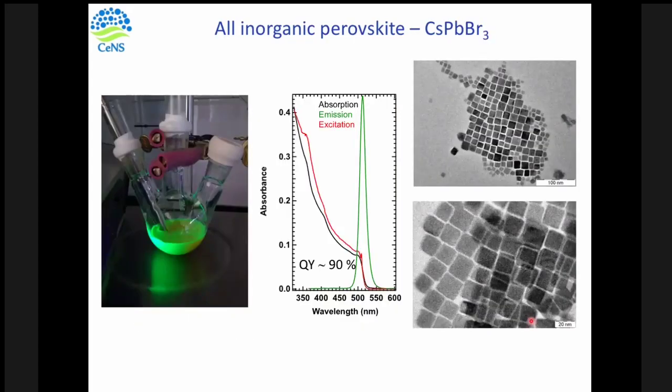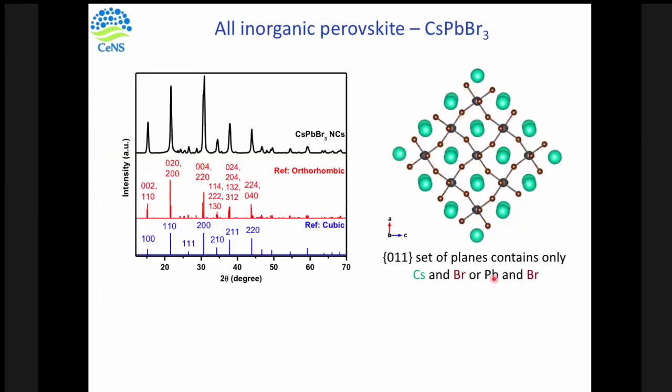So we synthesize these materials. These are very highly efficient. The quantum yield can go up to 90%, and the FWHM, the full width at half maximum of this PL emission, is very narrow. And this is the TEM image of these nanoparticles.